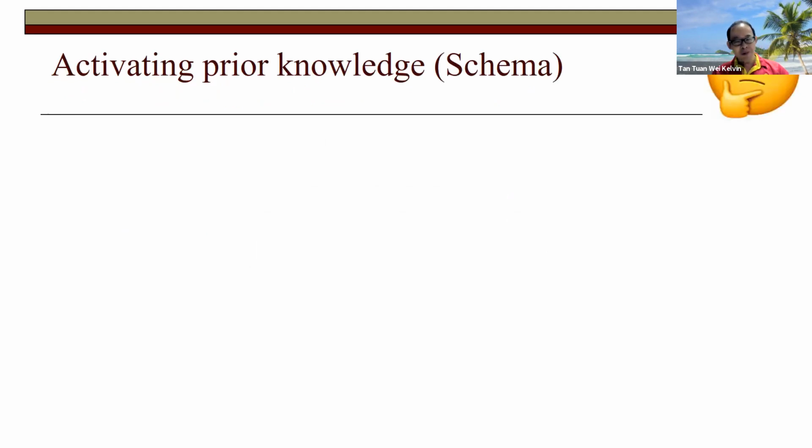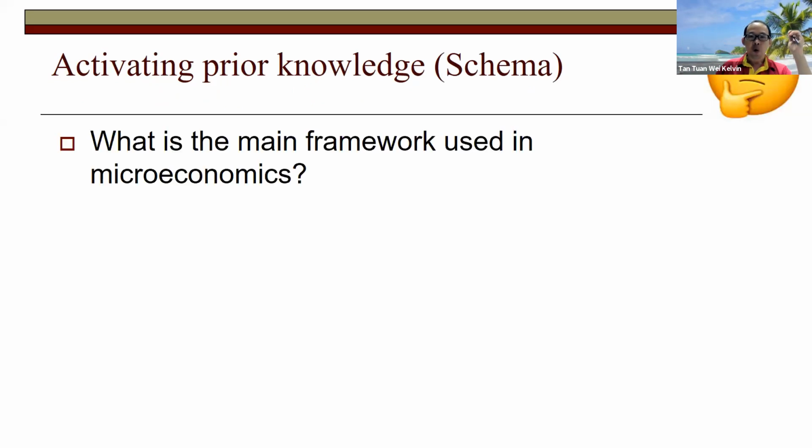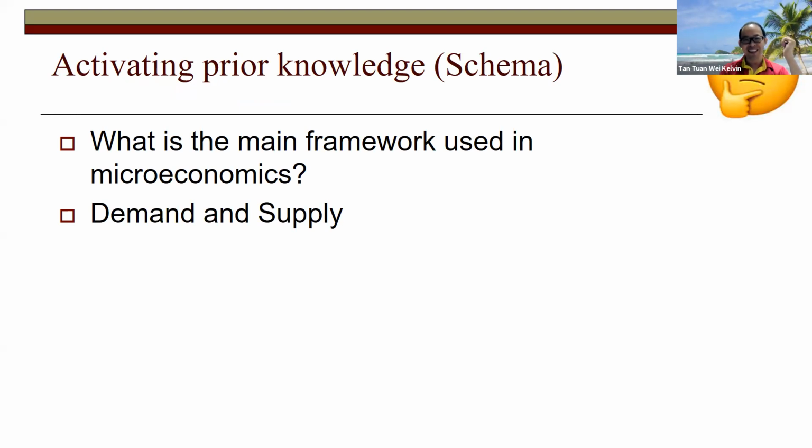So let us try to activate your prior knowledge, what you have learned before in your term 1 and term 2. Now, let me ask all of you, what is the main framework used in microeconomics? Let me pause for 5 seconds. What is the main graph that you all have drawn in microeconomics? If you recall correctly, it is the demand and supply. So I hope you still recall that the demand curve is downward sloping, but the supply curve is upward sloping.